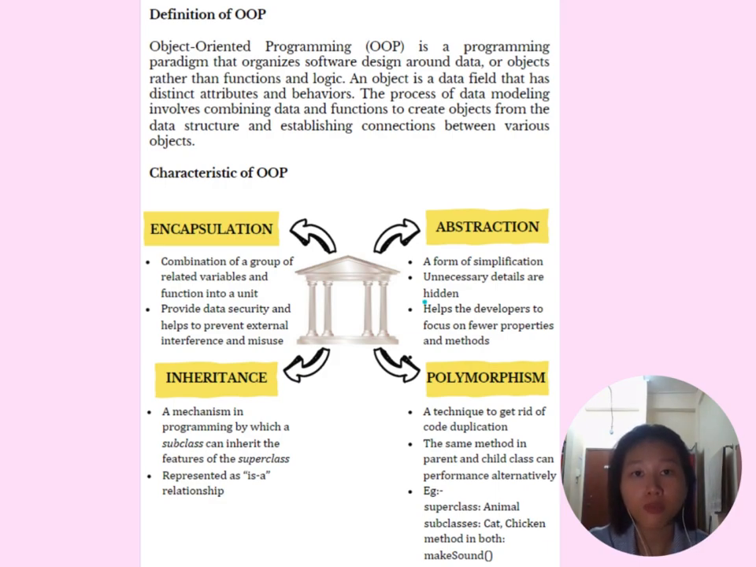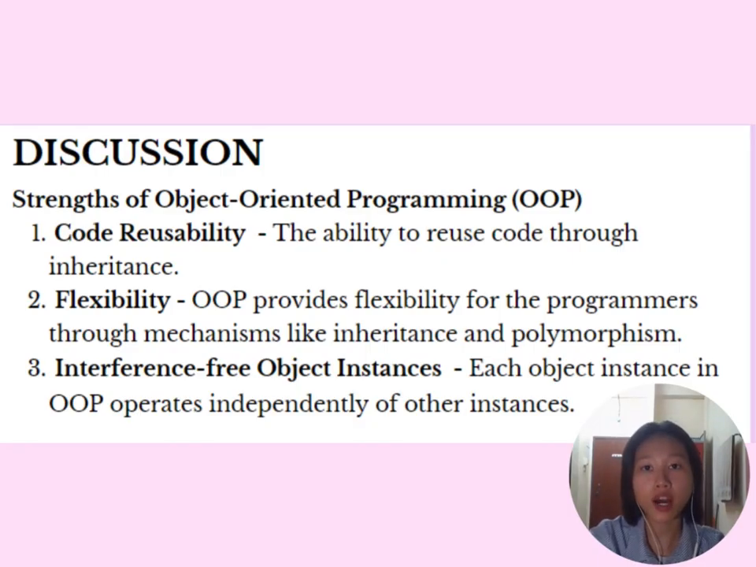The last pillar is polymorphism. It is a technique to get rid of code duplication. This allows methods to do different things based on the object they are acting upon, making the code more flexible and reusable. The strengths of OOP are, first, code reusability, where OOP has the ability to reuse code through inheritance and hence avoid writing duplicate code and promote code reuse.